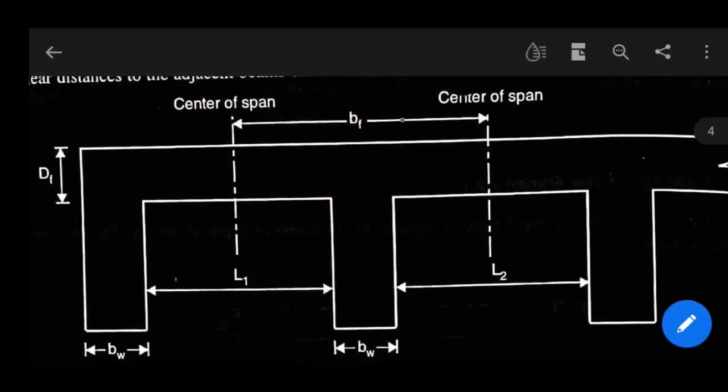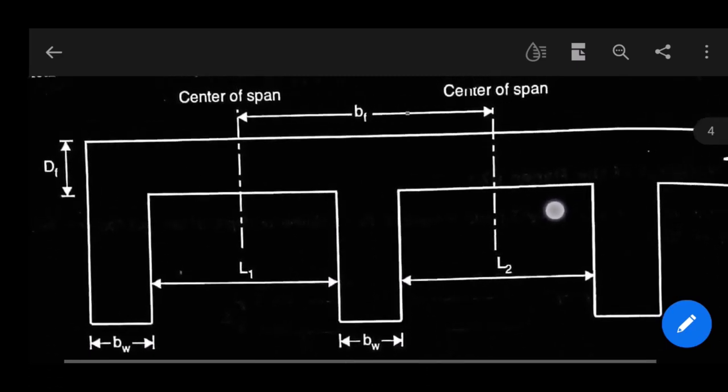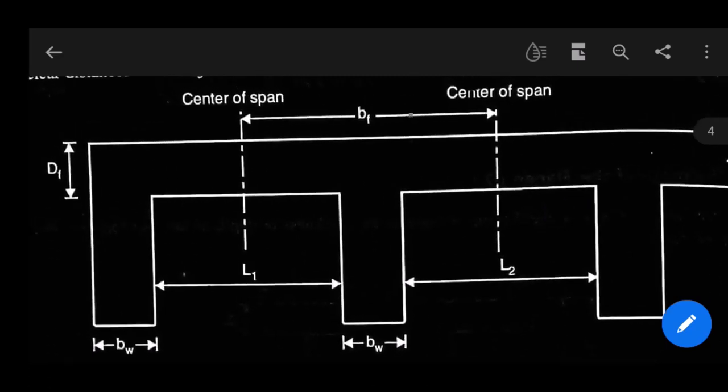This diagram is explaining my words, and with a central line T-beam is located here. So in this diagram you can see the slab and beam is casted monolithically, right?